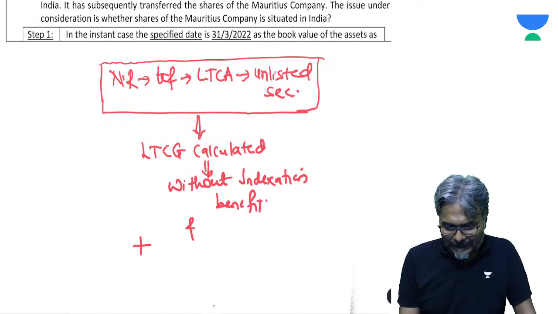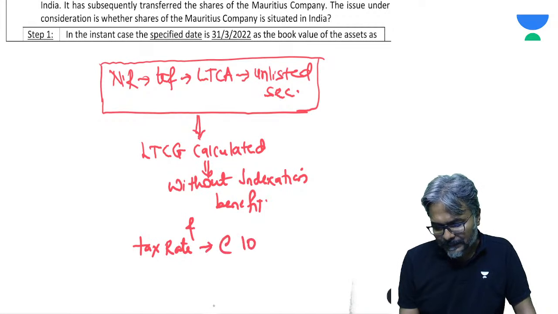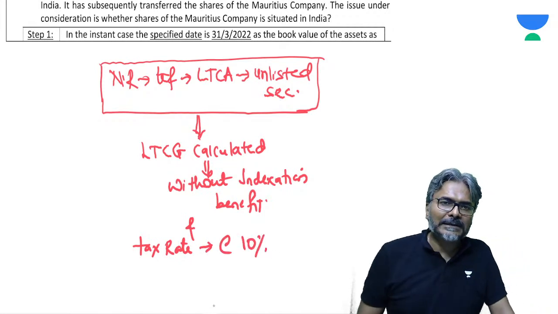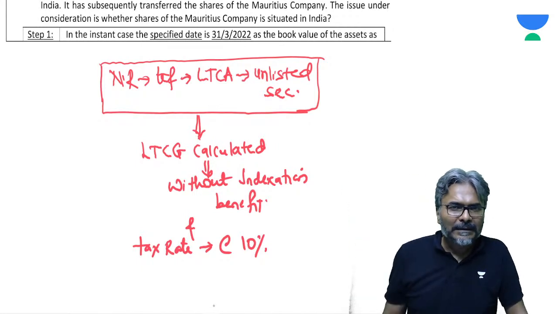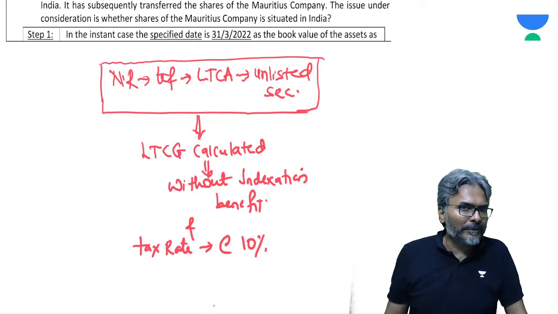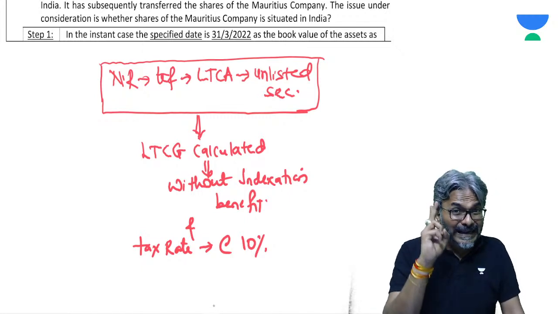And the tax rate would be 10%. This particular combination you just keep in mind. What is the combination? Non-resident transferring long-term capital asset.